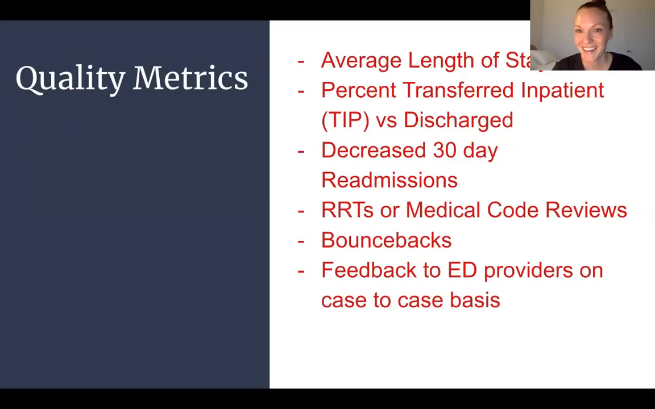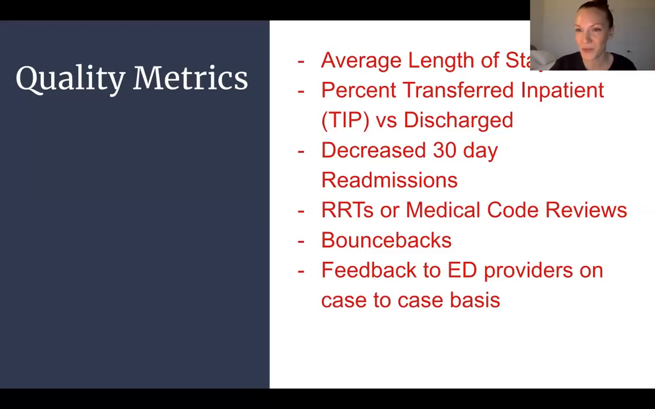Okay. So I just wanted to go through, just to let you know kind of what I do and my job as the medical director, and the things that I'm looking at and the metrics that we measure to see how the units are functioning. So we look at the average length of stay. Like I said, the goal is no more than 24 hours. The percentage of patients that are in observation that end up being transferred inpatient versus how many are being discharged.